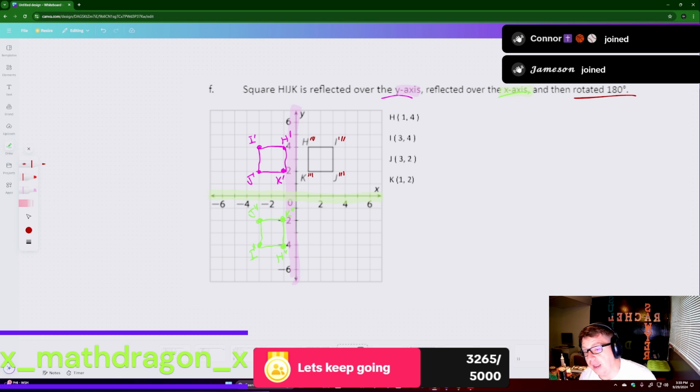All right, so that is doing multiple transformations in one fell swoop.